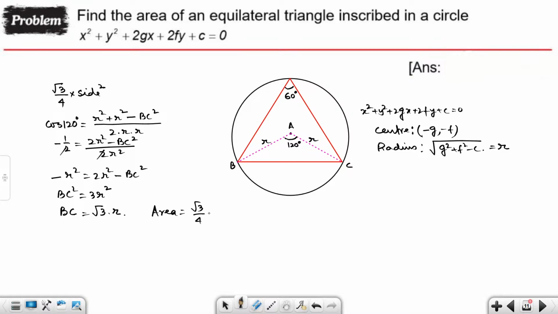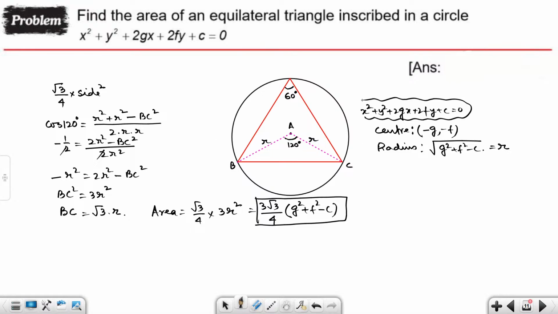Now, what will be the area of this triangle? Root 3 by 4 into side square. And side square is what? It is 3R square. So you are going to have 3 root 3 over 4 R square. R square is g square plus f square minus c. So this is the area of the equilateral triangle inscribed in the circle given by this equation.